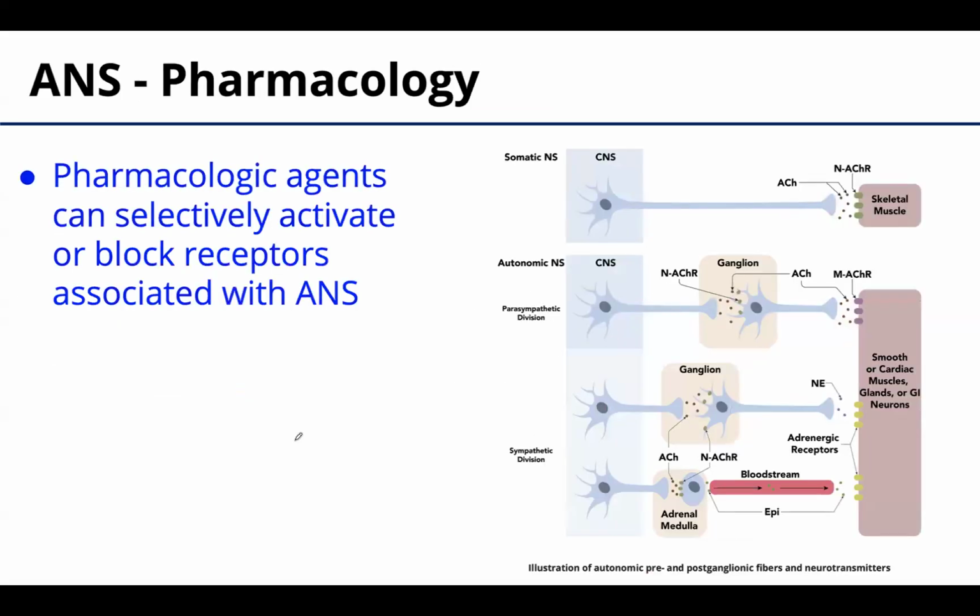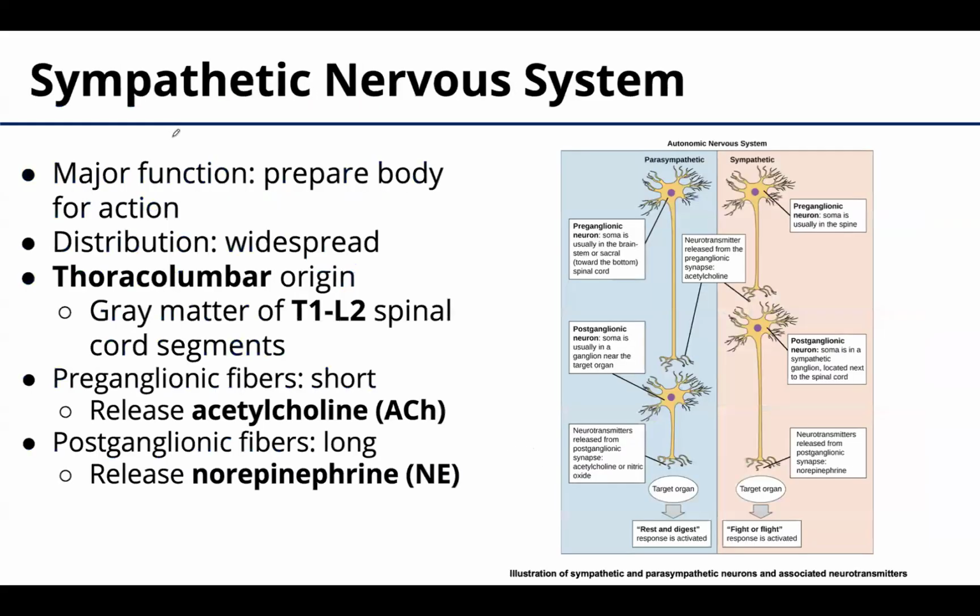Now, as you can imagine, the autonomic nervous system and its parts have tremendous clinical correlations. But I do want to highlight here, as you are also being introduced to pharmacological topics in this block, that pharmacologic agents can selectively activate or block receptors associated with the autonomic nervous system. And some drugs can even mimic the actions of the autonomic nervous system. So there is a key relationship between the autonomic nervous system and pharmacology. And you will get into some of these details over the next few weeks.